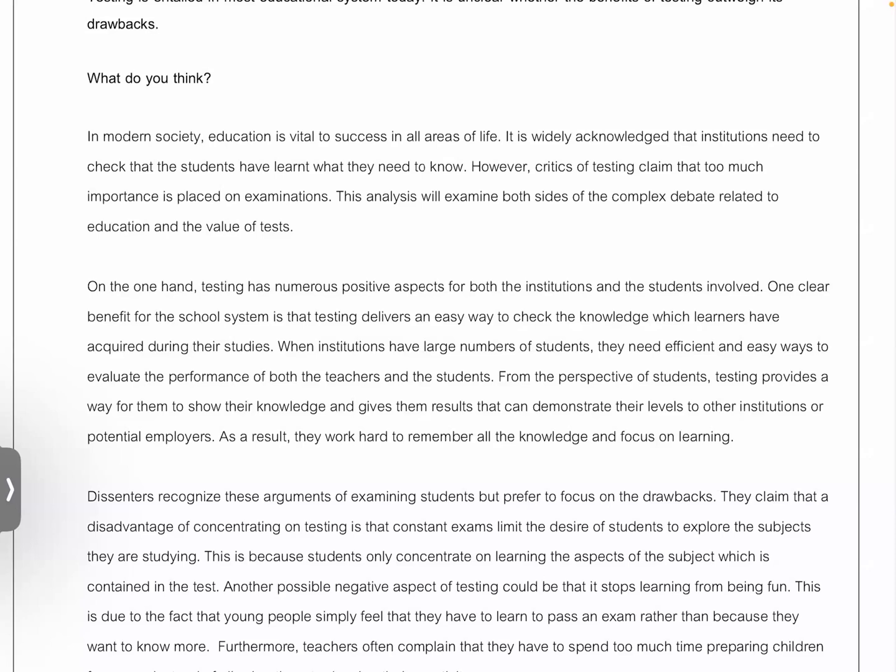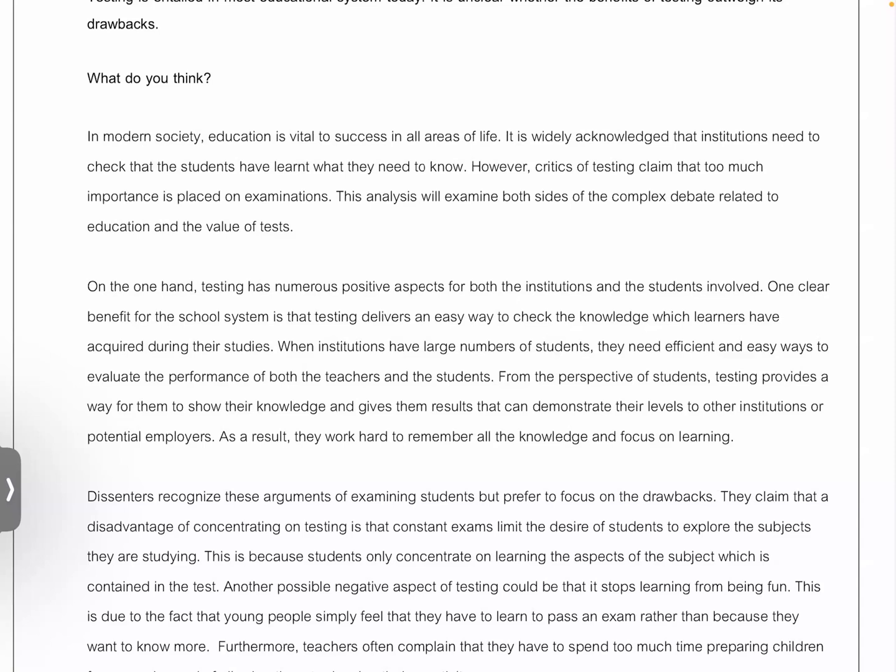The sentence recognizes arguments of examining students, but prefers to focus on the drawbacks. Okay, now we are moving on to the paragraph that will contradict the benefits. They claim that a disadvantage of concentrating on testing is that constant exams limit the desire of students to explore the subjects they're studying. Okay, so they're telling us that one disadvantage of too much testing is that it will stop students from wanting to learn more about the subjects. Why?